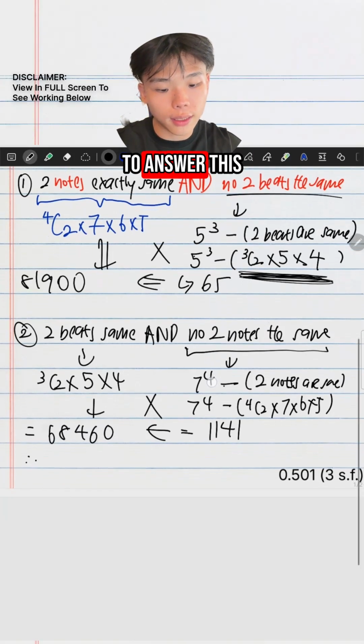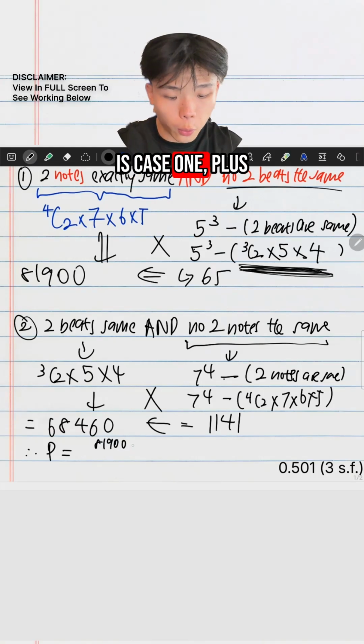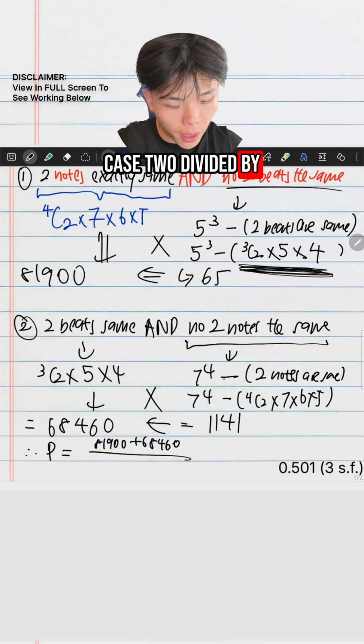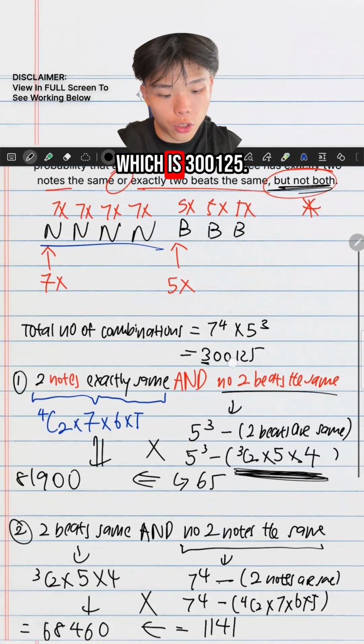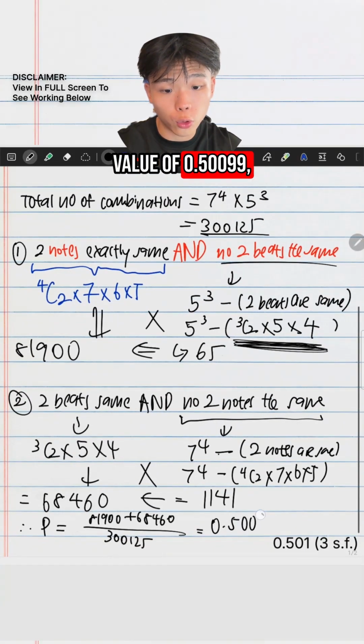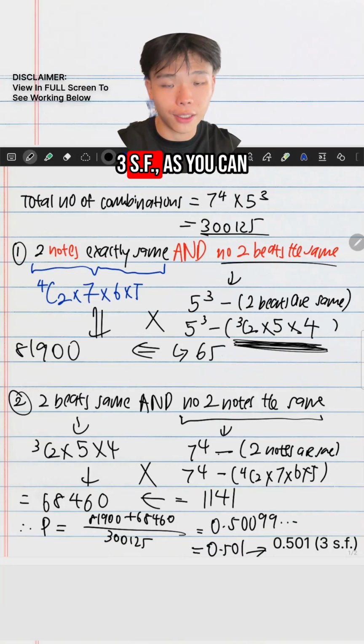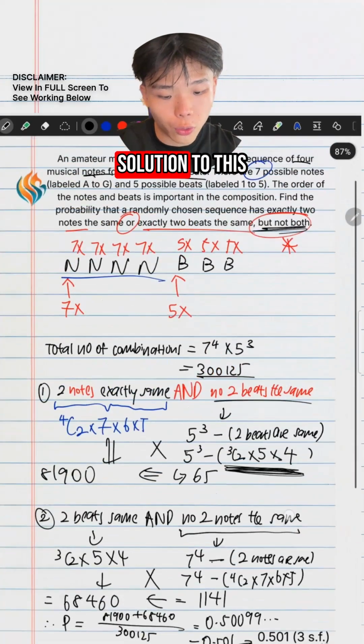So therefore, to answer this question over here, the required probability would be 81900, which is case 1, plus case 2, divided by the total possible combinations, which is 300125. And eventually I get a final value of 0.5012 as you can see over here. So this is the final solution to this question over here.